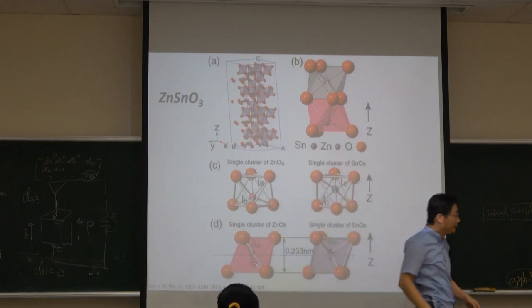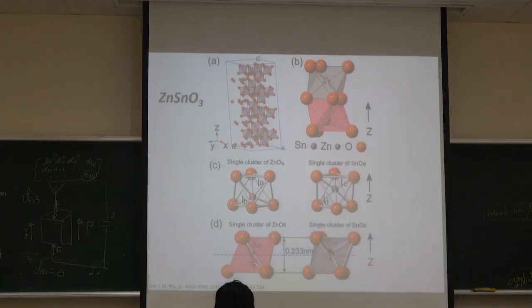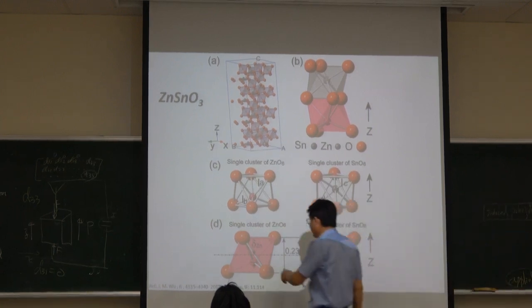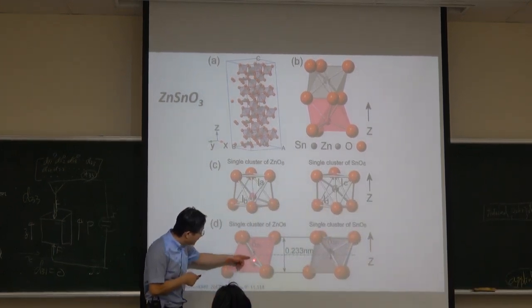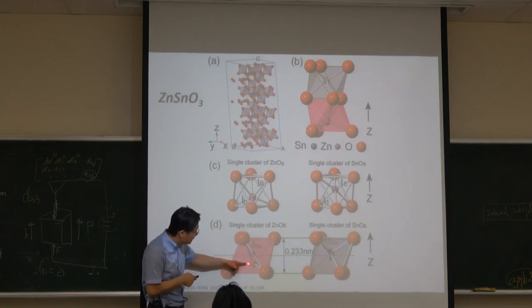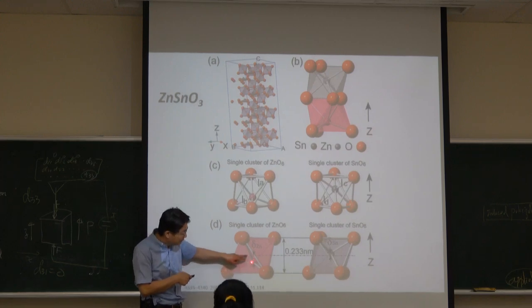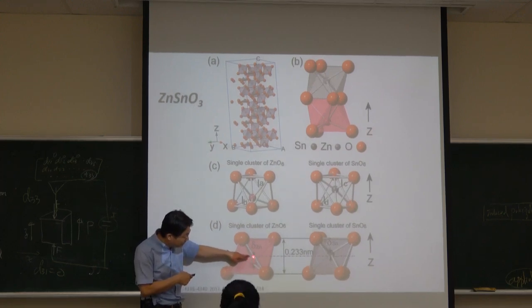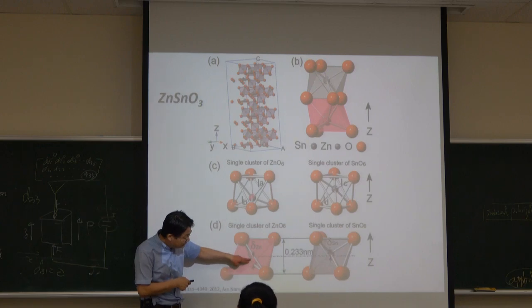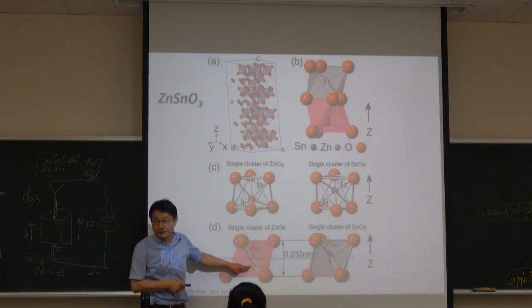You can see the unit cell right here. You have SnO6 and DnO6. The bottom side is DnO6, and the upper side is SnO6. Remind yourself of this. On the bottom side, this is the zinc atom in the center. You have seen that this is the lower deviation, right?